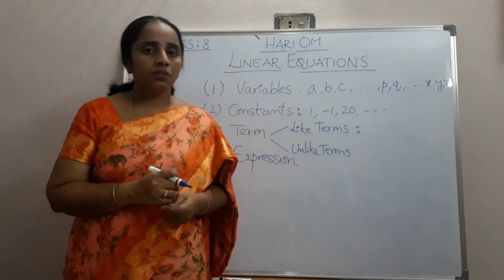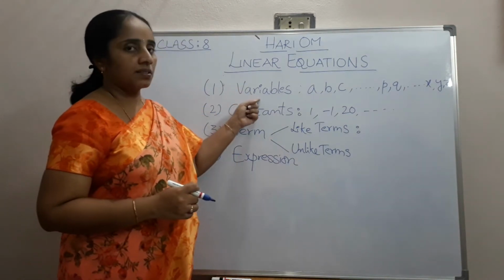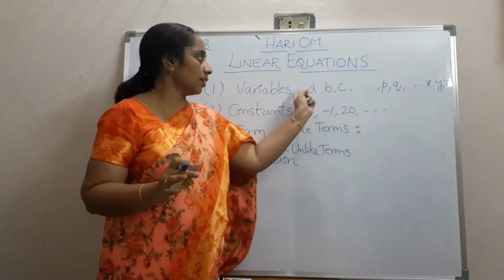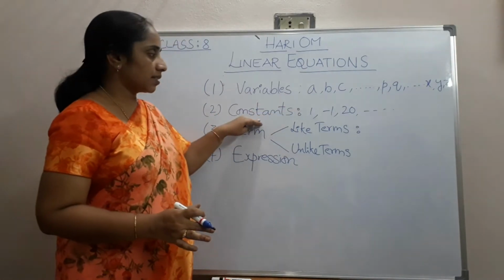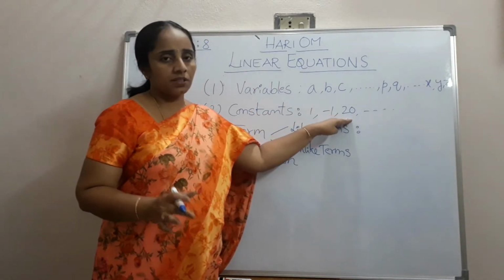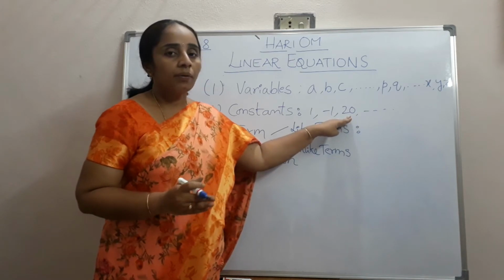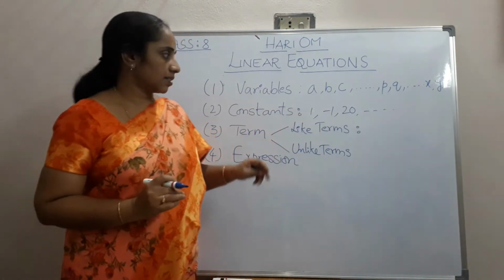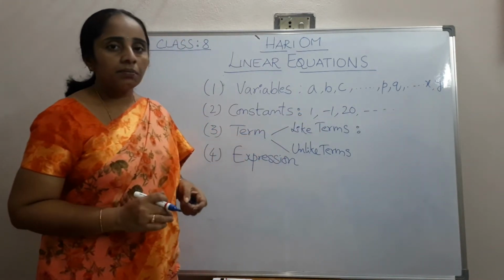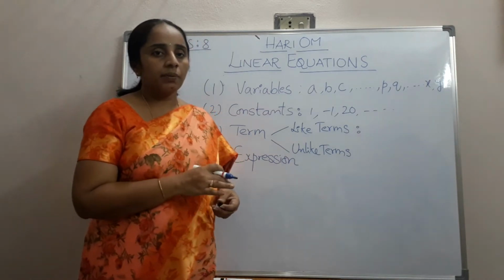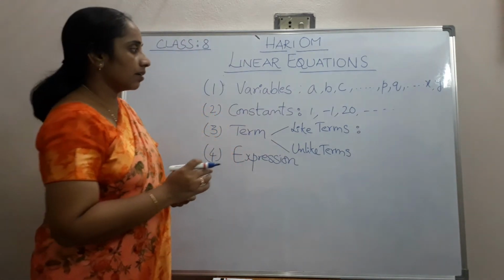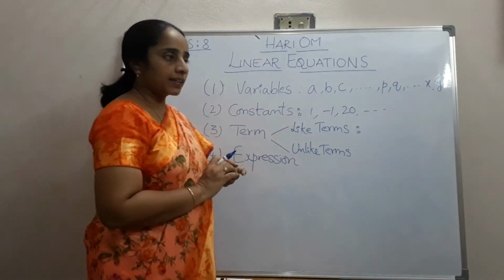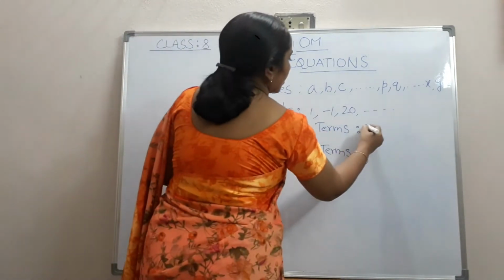Okay. Now once again I'll recall to you. See these variables. The literals which we use in mathematics are called variables. Constants: already you know, in number system, whatever we use as numbers, in algebra we take them as constants. Here, term. A term is a combination of variable and constant. In that term also there are again two types, like terms and unlike terms. Here 3a.